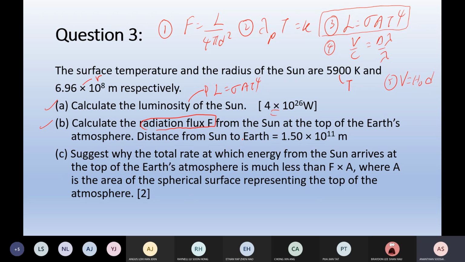The distance from sun to Earth is 1.5 times 10 to the power 11. So this is your D, right? So D is given. They are asking flux. So you know D, you know luminosity already from part A. So we can find the flux. So first equation. Okay, second one, B must be the flux formula. Okay, so thought of first equation, good.